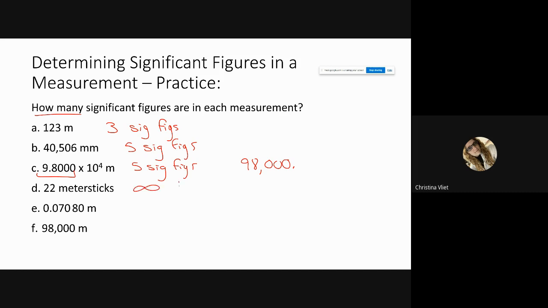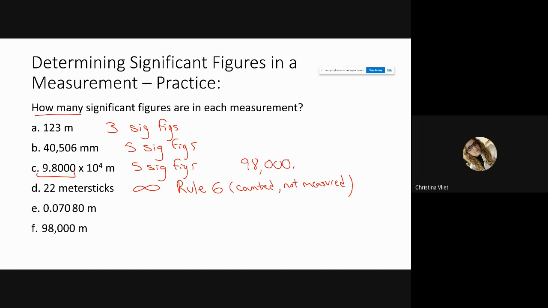This is rule 6. Because it's counted, not measured. Any counted amount, you can't have 22.1 meter sticks or you have a very broken meter stick. If you have 22.1 people, you have a very broken person. Counted, not measured.